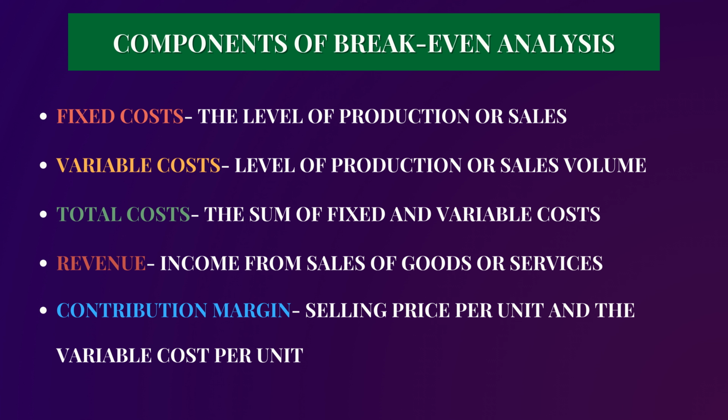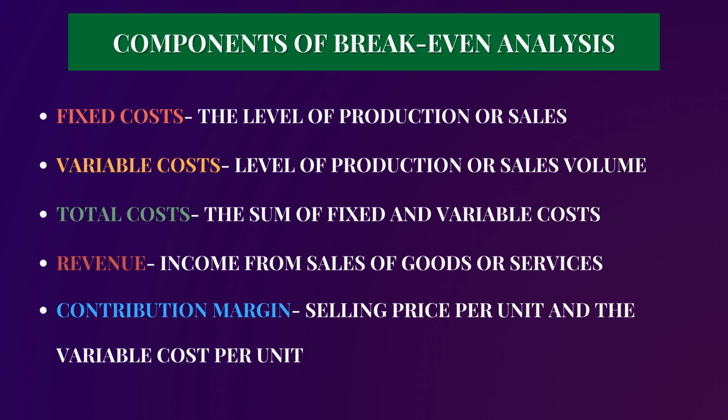First, we will start with fixed costs, which are costs that do not change with the level of production or sales. Examples include rent, salaries, insurance, and other overhead costs. Next is variable costs, which vary directly with the level of production or sales volume. Examples include raw materials, direct labor, and commissions.